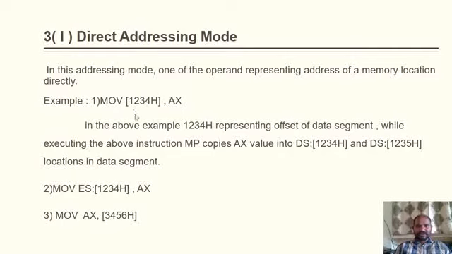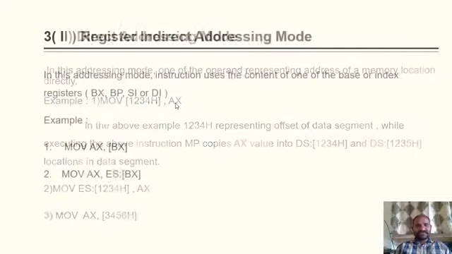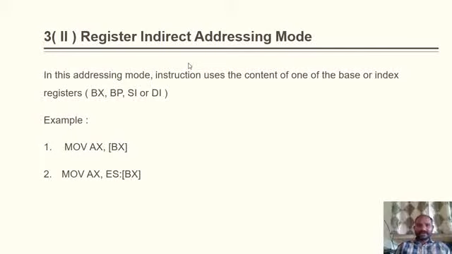Means a particular address into which you would like to write the data or from which you would like to read the data. We are directly specifying the address. But in the register indirect addressing mode of operation, we are taking one of the register contents as an address.